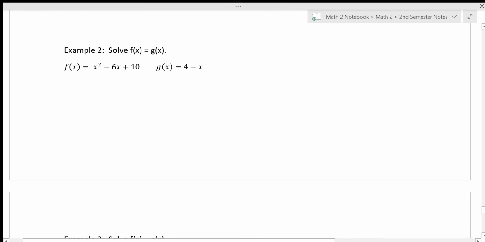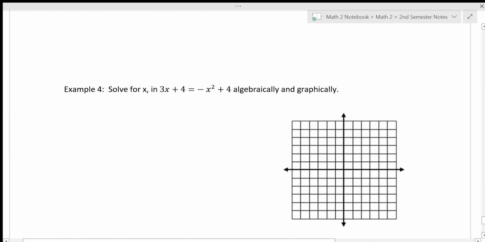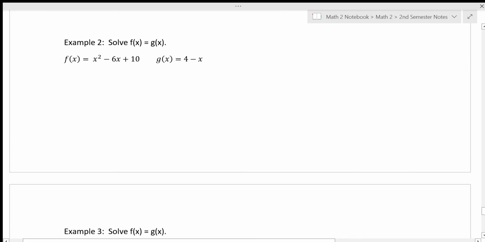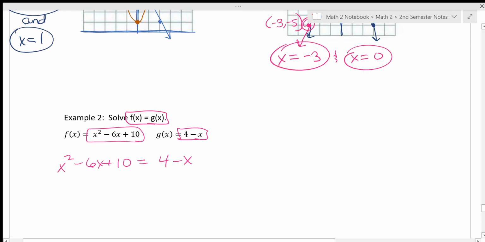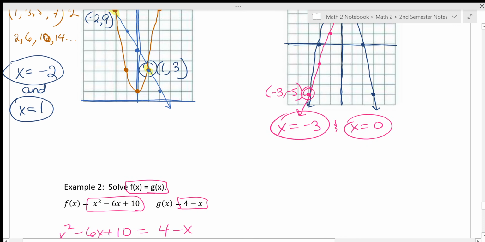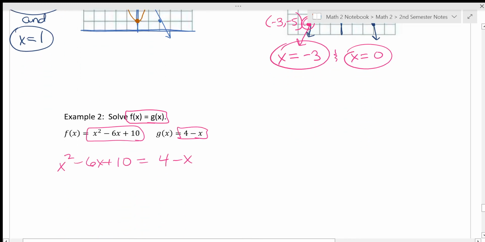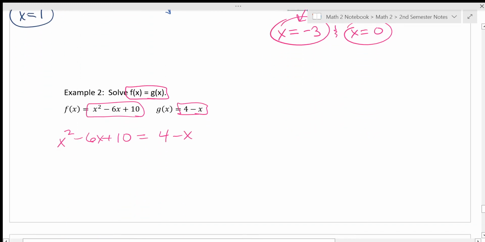Okay. All right, now we're going to solve not by graphing, but we're going to solve algebraically. So to solve algebraically, we want to know where these two systems are equal, so we are going to set them equal to each other. So x squared minus 6x plus 10 equals 4 minus x. And we want to find the x values where these two systems are equal. Because on a graph, the places where they're equal are the places they intersect. So this is just doing it algebraically now.